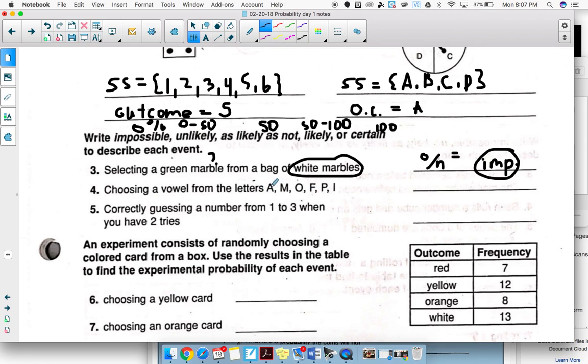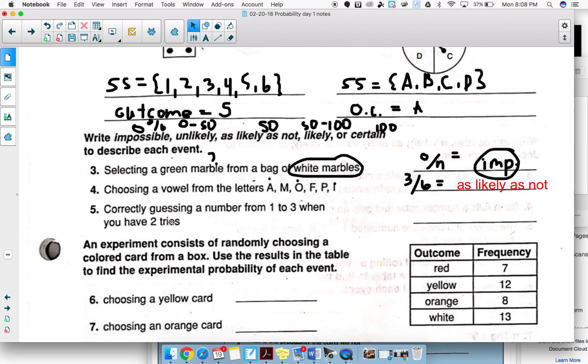You can't do it. All right, choosing a vowel. Well, let's look here. We have 1, 2, and 3. We have 3 out of a total of 6 choices. Well, that's basically half. So there's a 50-50 chance. So I'm going to say that this is as likely as not. Basically, again, that means it's a 50-50 shot.